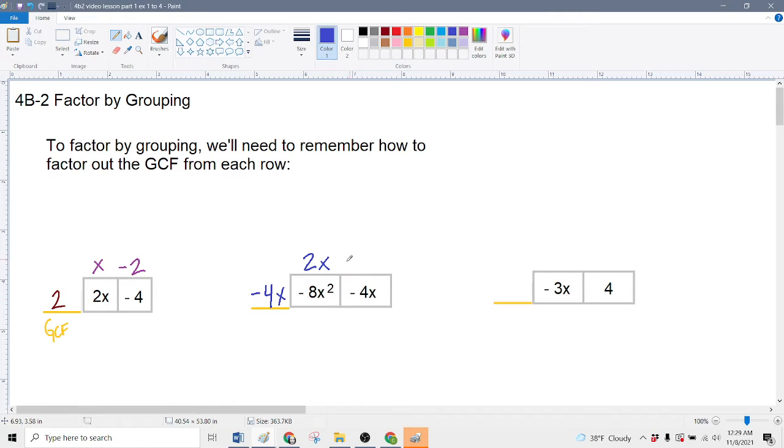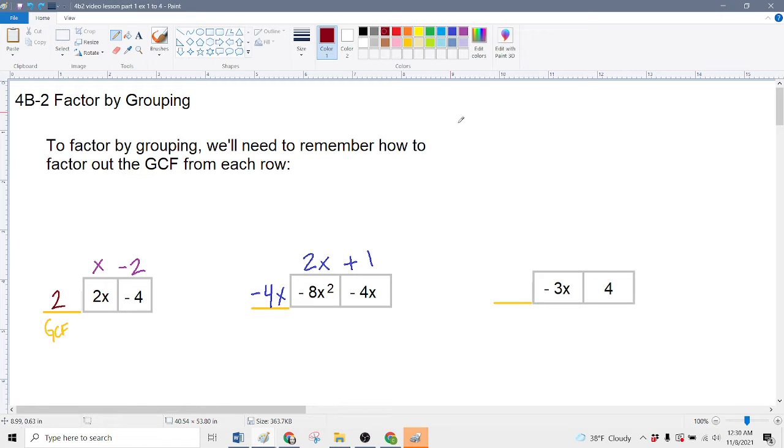Now here we've already taken that negative out here. So instead of popping it up out here, look at that. We only can manage a 1. So 1 times negative 4x is negative 4x. So that's how you do it if you do pop your negative out on your row header. Okay, same here. We've got that negative in the first box, so we'll go ahead and pop it out.